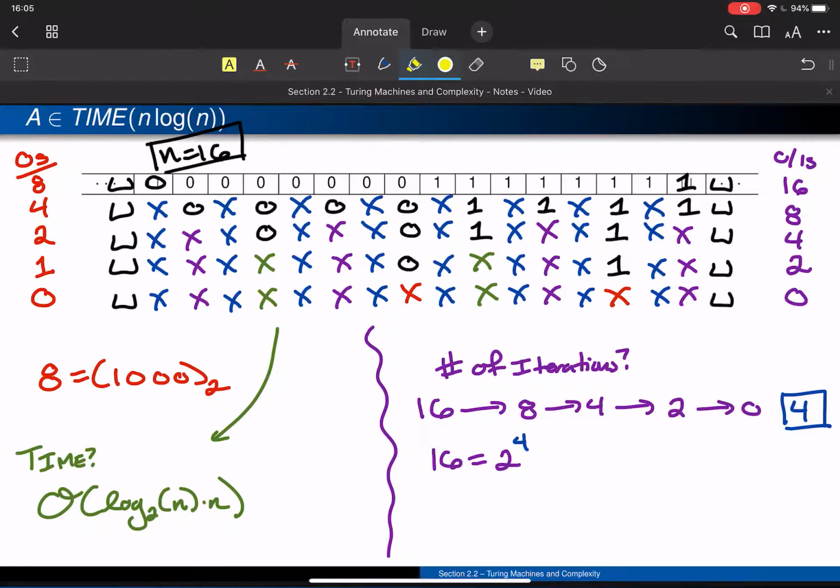So on first pass, I killed off exactly half the zeros. I went from 8 down to 4. Same thing with the ones. I went from 8 down to 4, so I have 8 overall symbols left on my tape.